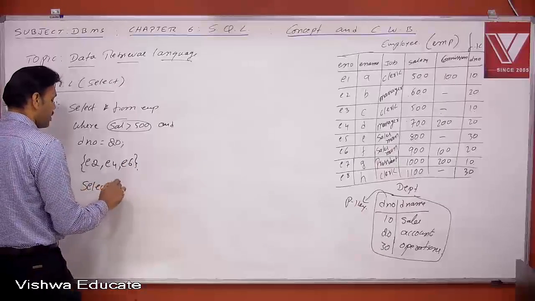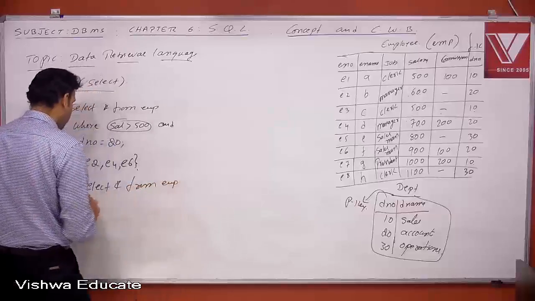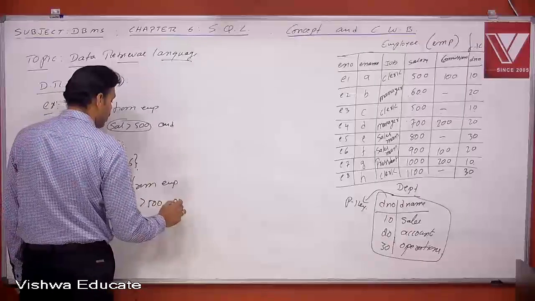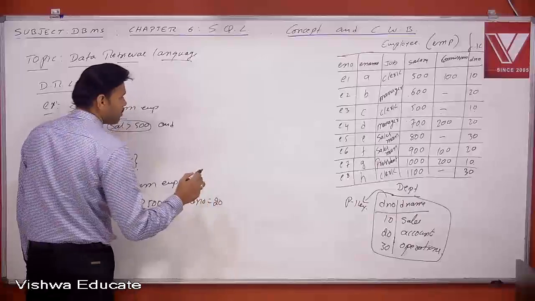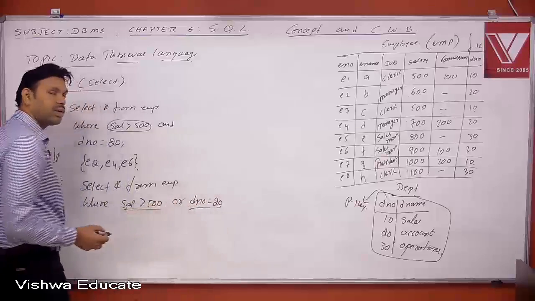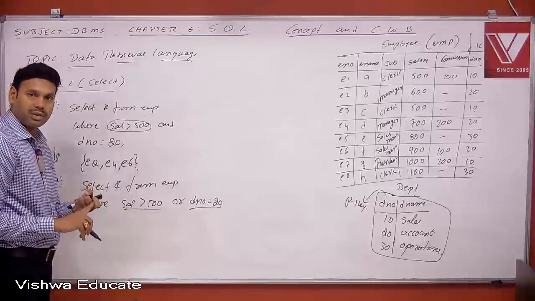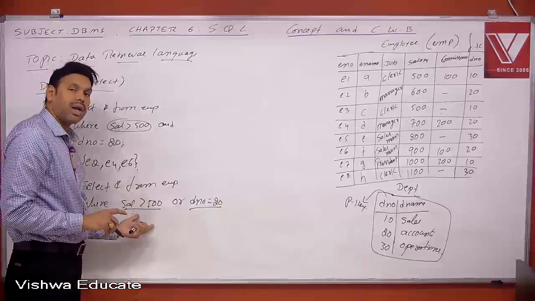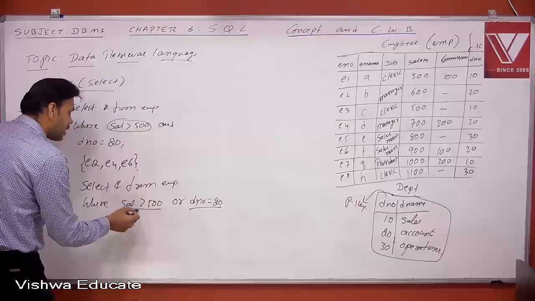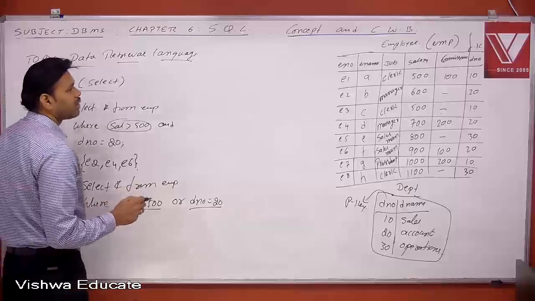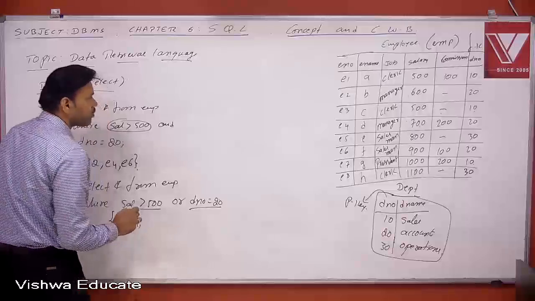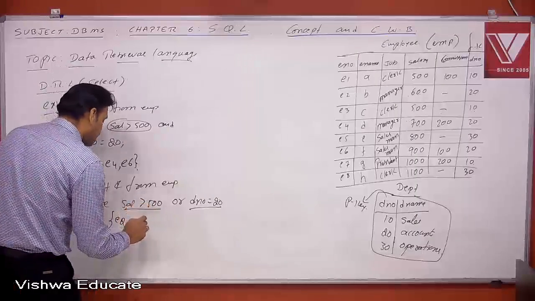If I say SELECT * FROM EMP WHERE SAL > 500 OR DNO = 20. Now, what is the output of this query? The OR operator means either of the conditions can be satisfied. That means this query goes once with greater than 500 and once with department number equal to 20. So where SAL > 500, if you observe the list, who are there? E2 and E4 and 5, 6, 7, 8.